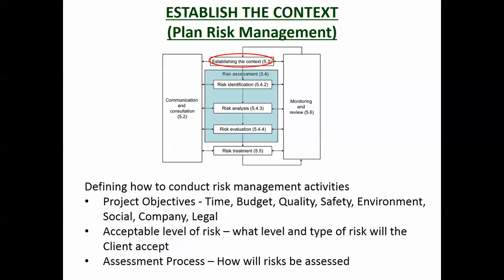There's the establish the context, which in PMBOK is plan risk management. And in this case here, you're figuring out what are the objectives, what is really important to you, what are the risks that you can compromise on, and what are the ones that you can't compromise on. The acceptability of risk, what type of risk will the client accept, which is what I talked about before. And the assessment process, how are we going to assess the risks? What do we regard as an unacceptable risk, a high level risk? What do we regard as an acceptable risk? So you need to set those rules before you actually start assessing the risks.